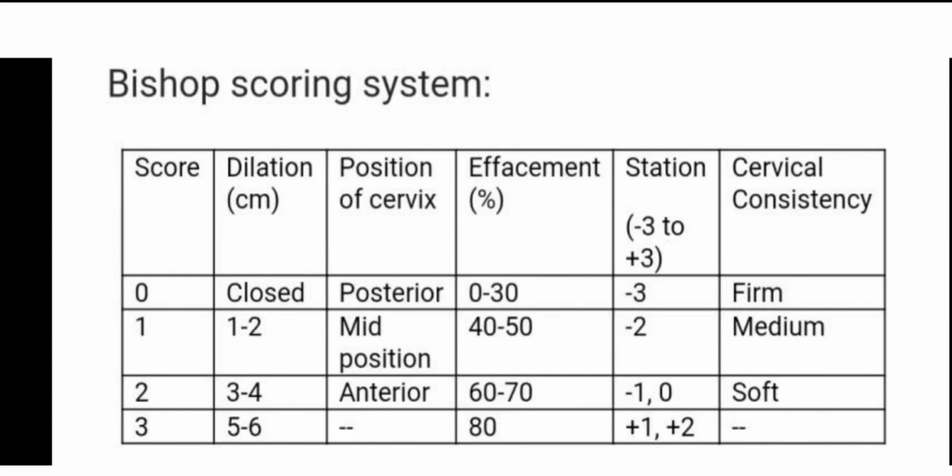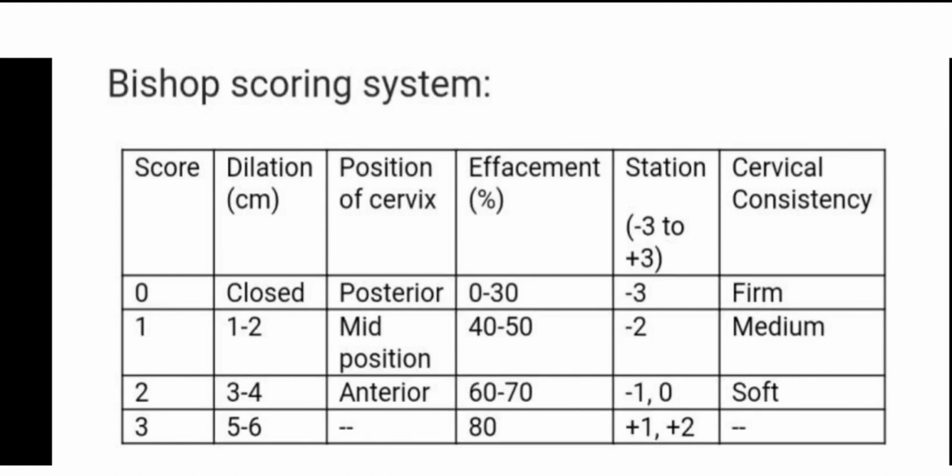Position of the cervix is posterior, mid position, and anterior. There is no score of 3 in this position of the cervix. Then is effacement. Effacement is 0 to 30, 40 to 50, 60 to 70, and 80. And then is station. Station is -3, -2, -1, and +1 and +2. Then cervical consistency. Cervical consistency is also scored from 0 to 2. So it is firm, medium, and soft.